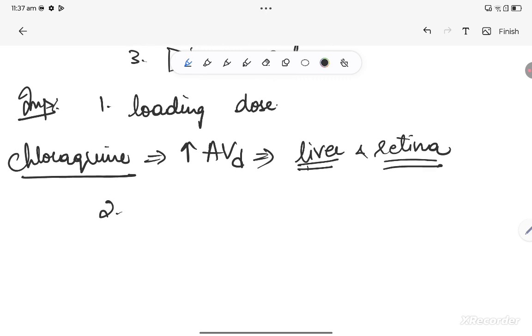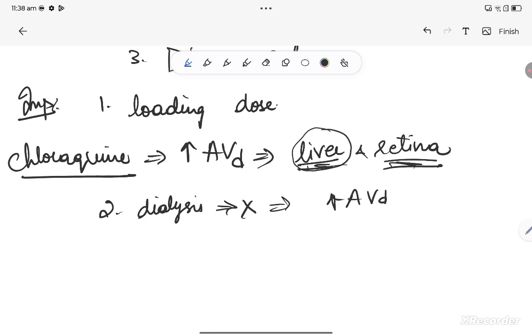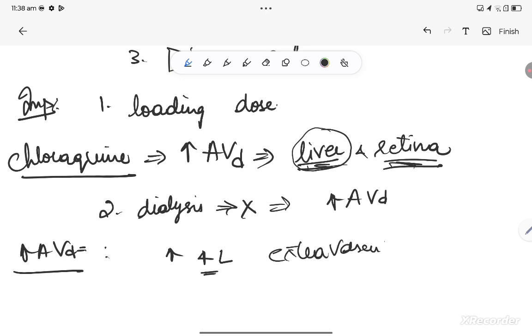Clear? And then the second problem, let us take the example of chloroquine only. A patient has consumed around 20 tablets of chloroquine. Now you know that chloroquine goes and deposits in your liver and retina. Do you think dialysis is useful now? No. Hemodialysis has no role in drugs which have a high apparent volume of distribution. So what I mean by high apparent volume of distribution: any drug whose AVD is more than 4 liters, we usually consider it as reaching the extravascular compartment.